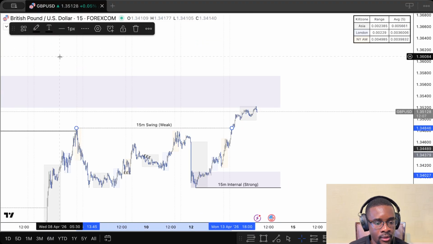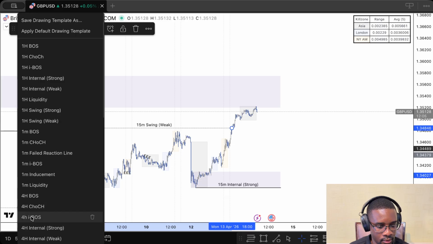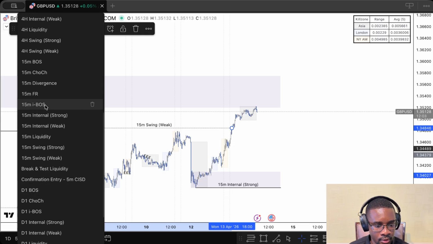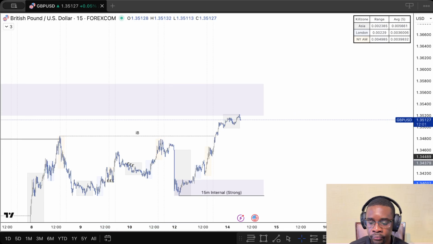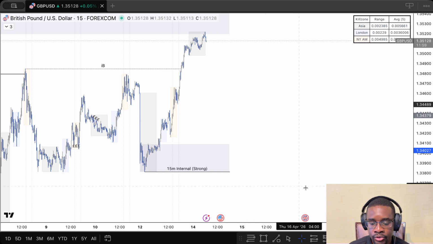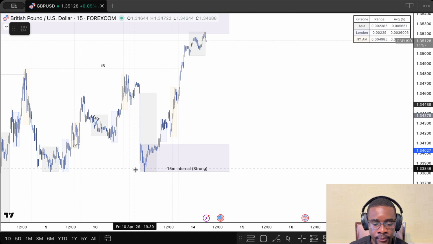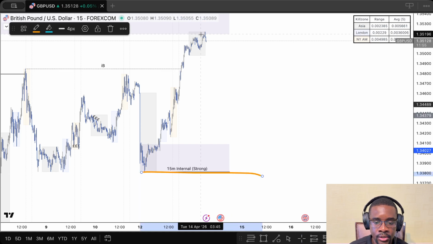And then right there, that's my 15 IBOS. Okay. So this is the current range that we are now playing in. Okay. So there's a range low, range high, and that is it.